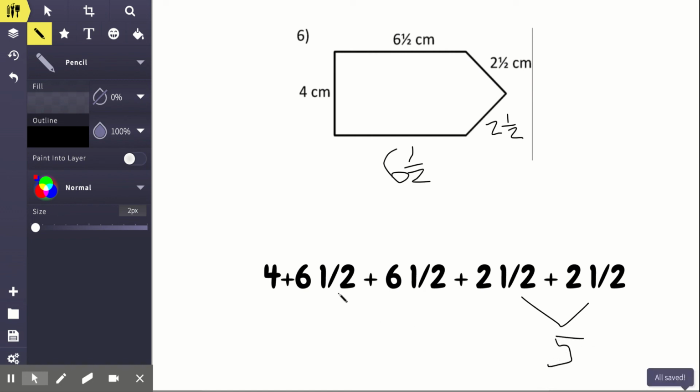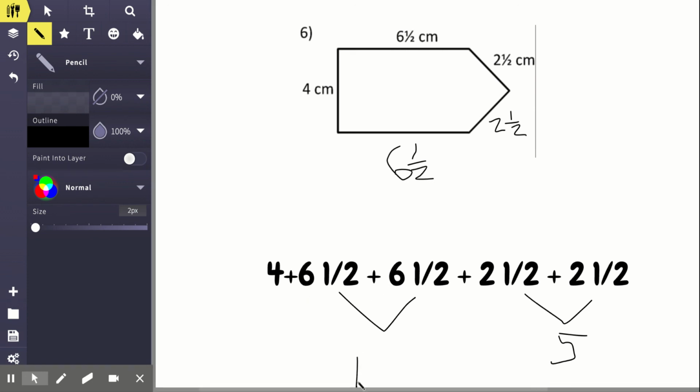Okay, I can do that same thing for 6.5. If I add those halves together, they equal 1. And 6 plus 6 together is 12. So 12 plus 1 is 13. And then I bring down the 4. And now I have 4 plus 13 plus 5. 4 plus 13 is 17. 17 plus 5 is 22.